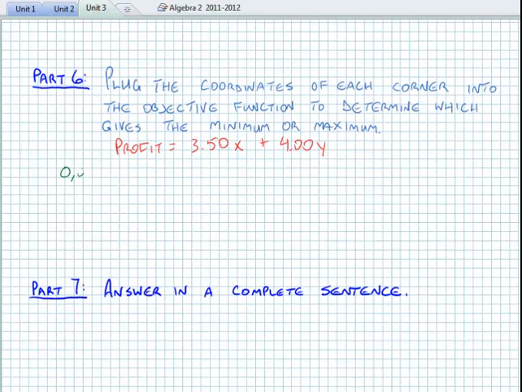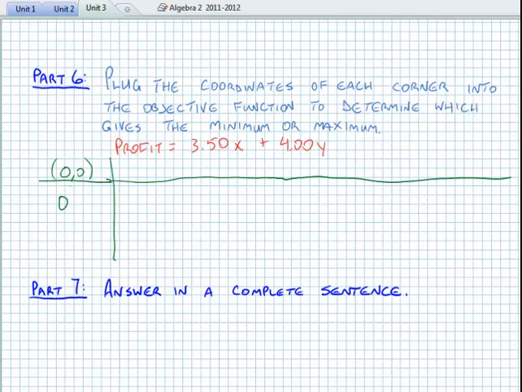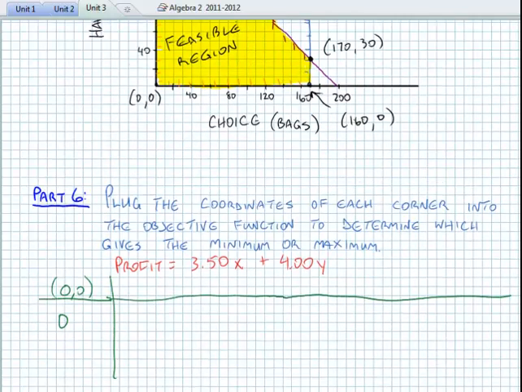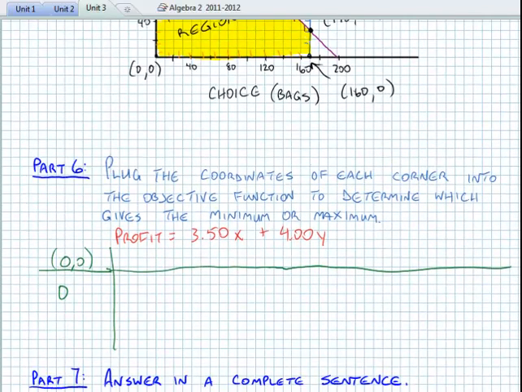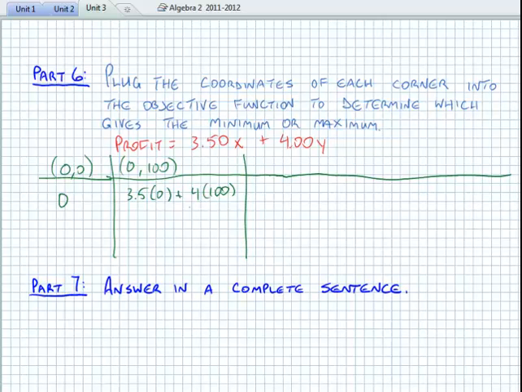Now, you can try the bottom left-hand corner, which was 0, 0. Is there any need to plug that in? That's going to give us a profit of 0. Clearly won't be our maximum profit, so that's not going to be too much work for us. Now let's try the top left corner, the one that's at 0, 100. So when I plug in the corner 0, 100, that means I have $3.50 times 0 plus $4 times 100, which means my profit will come out to be $400. Maybe that's the most. Who knows?